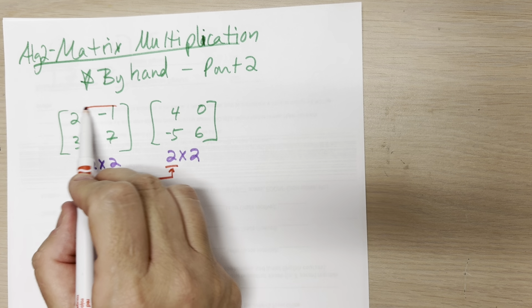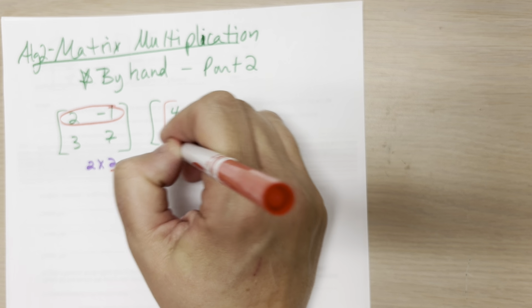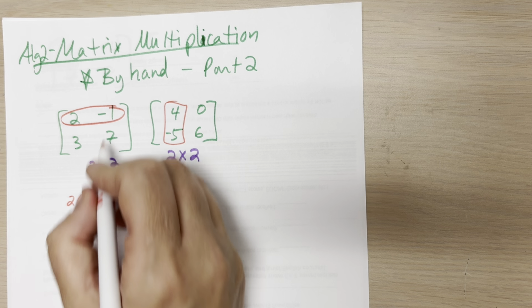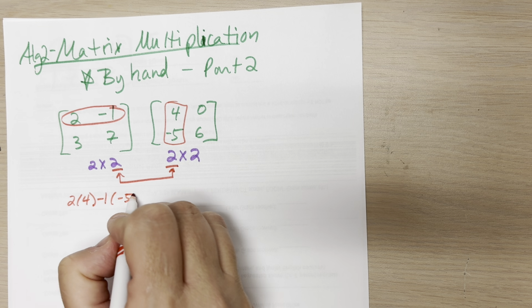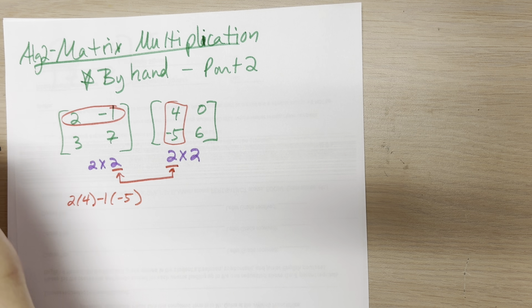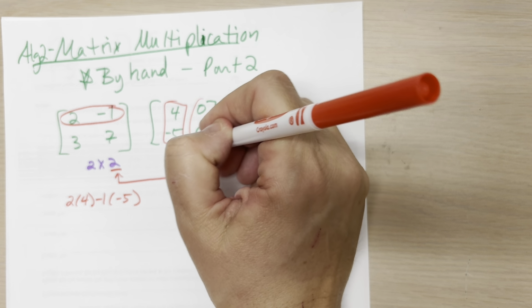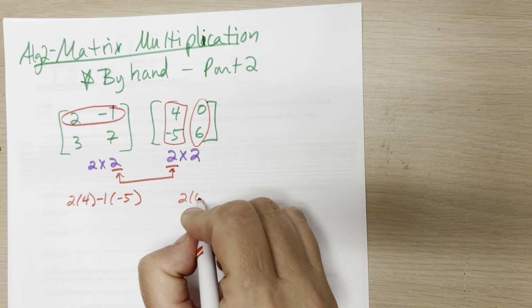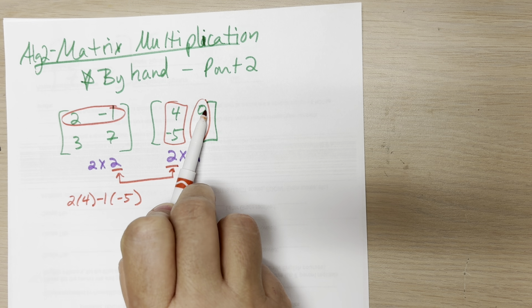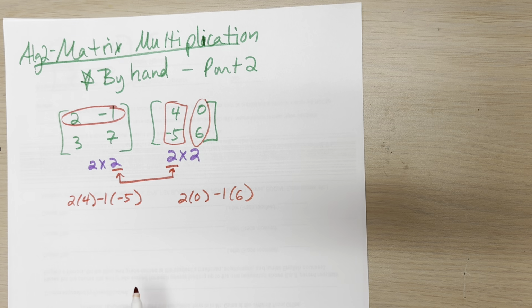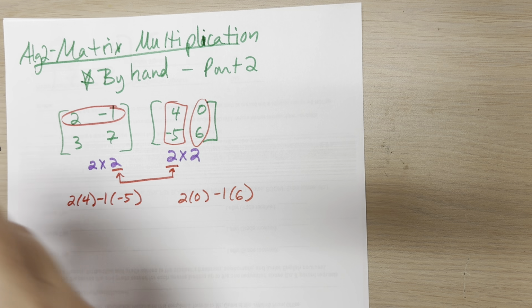We are going to multiply the first row by the first column: 2 times 4, and then -1 times -5. Next, we're going to do the first row by the second column: 2 times 0, and then -1 times 6. Okay, let's move down here.